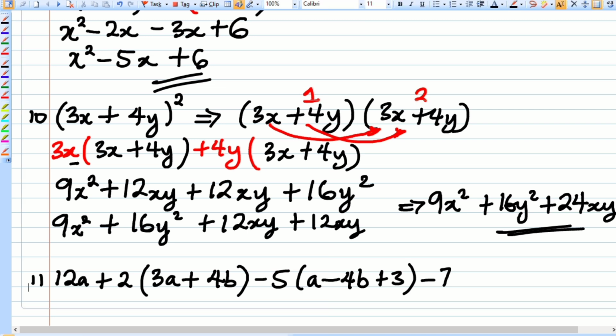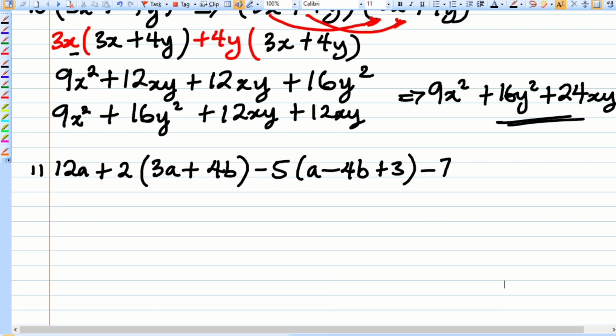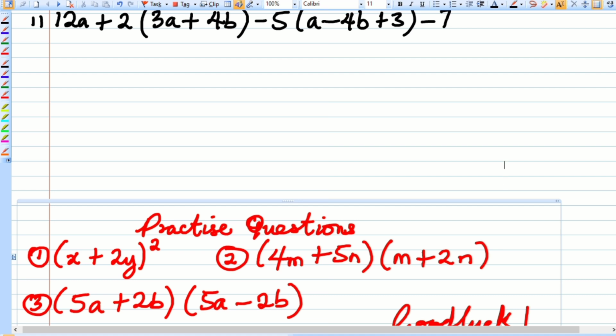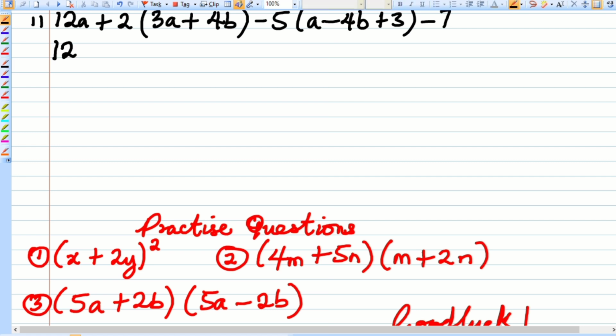All right, 11, that should be the last one. So let's solve that. So question number 11, we have 12a plus 2, open a bracket, 3a plus 4b, then everything. So this is a very long one, so we just take it step by step. So we have 12a plus, so 2 is before the bracket, so let's begin to simplify. 2 times 3 is 6, that's 6a, plus 2 times 4 is 8b.